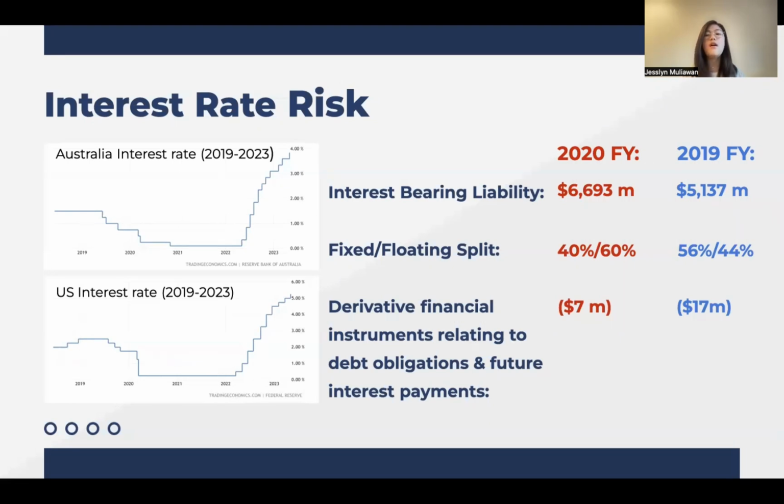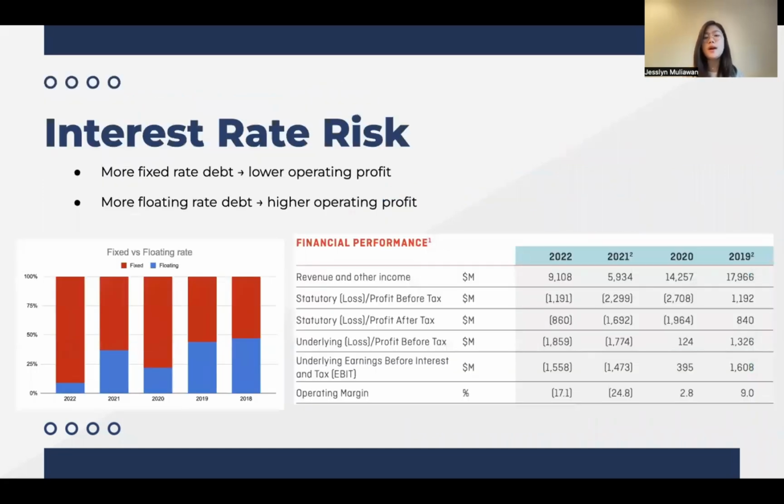As at 30th of June 2020, derivative financial instruments relating to debt obligations and future interest payments total to 7 million in liability. In theory, we know that companies with lower operating profit and higher liquid asset will reside on higher fixed rate ratio to protect the company from decreasing interest rates that would lead to future financial constraints. And vice versa, companies with higher operating profit resort to higher floating rate to give them a chance to benefit from the fluctuating market interest rates.